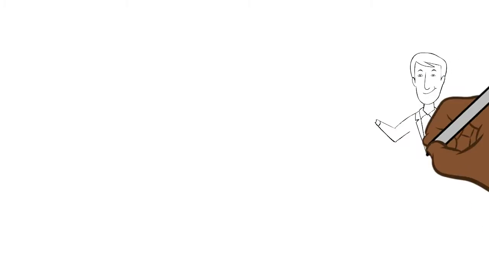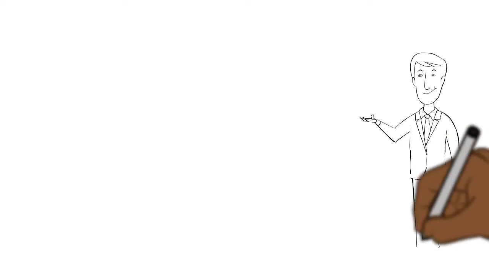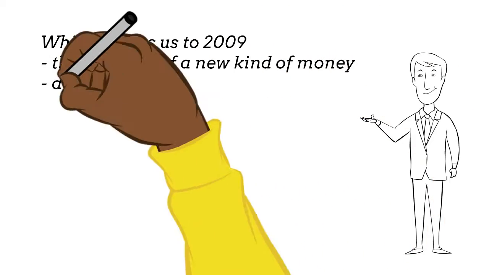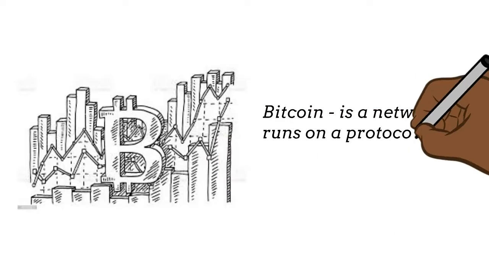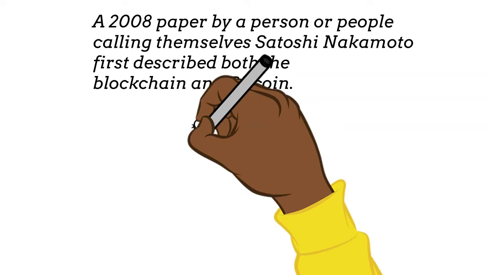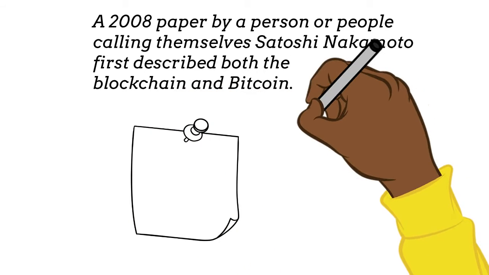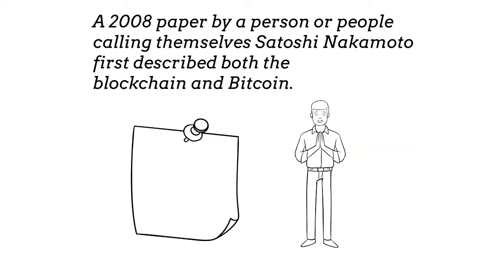Which brings us to 2009, the creation of a new kind of money, digital currency, cryptocurrency. The next evolution of money, Bitcoin. The first is a network that runs on a protocol known as the blockchain. A 2008 paper by a person or people calling themselves Satoshi Nakamoto first described both the blockchain and Bitcoin.